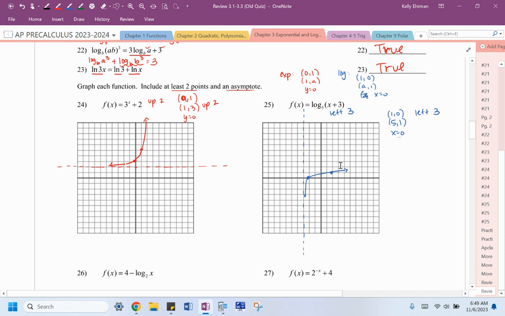You need to know the general shape of an exponential as well. Looks like this. And the general curve of a log graph looks something like that.